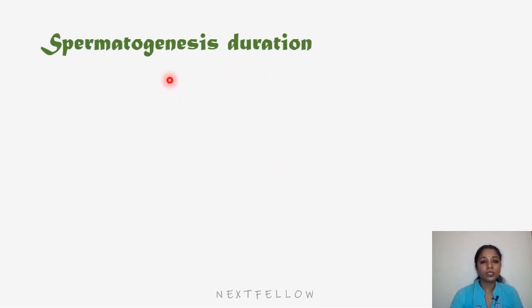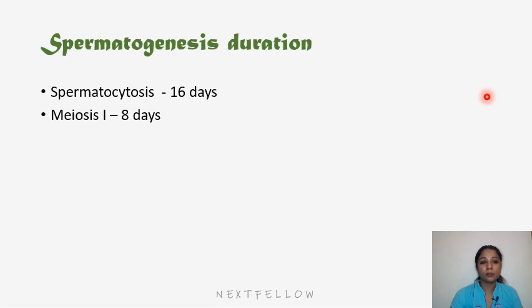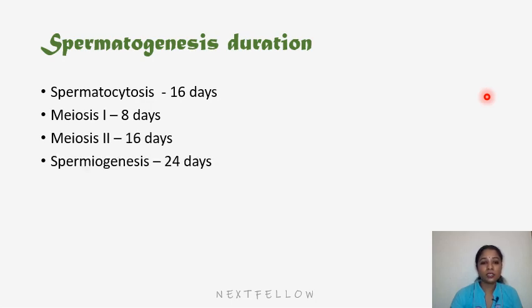Spermatogenesis duration, as I said, is usually 64 to 74 days. So spermatocytogenesis 16 days, meiosis 1 8 days, meiosis 2 16 days again, spermiogenesis 24 days. So in total it comes to 64 to 74 days.